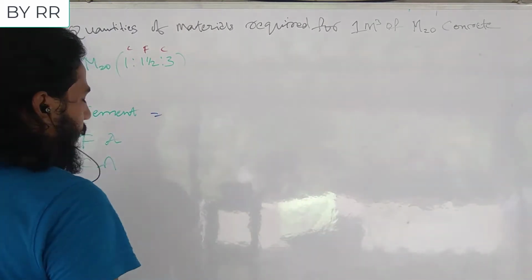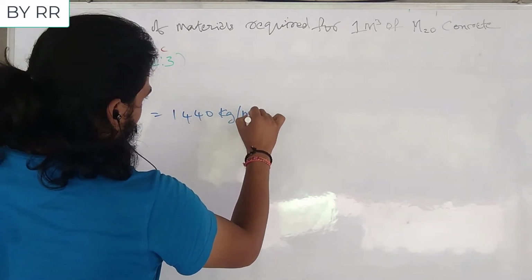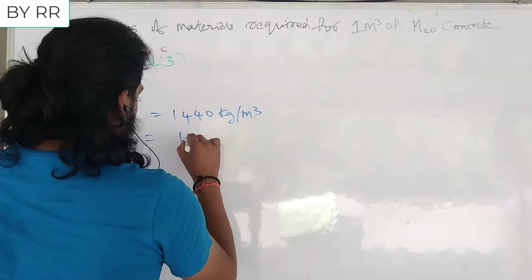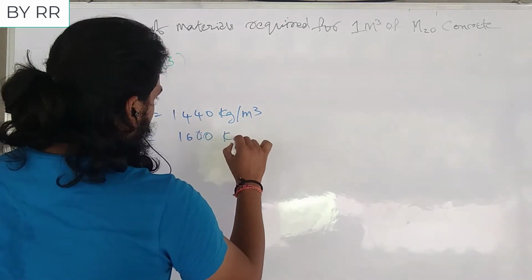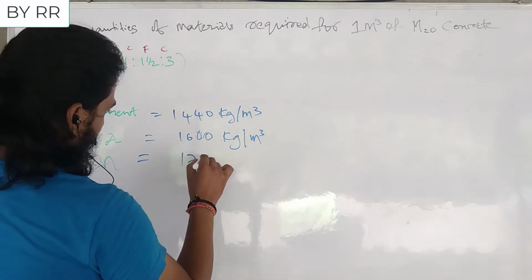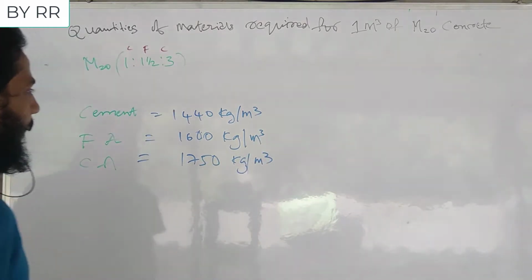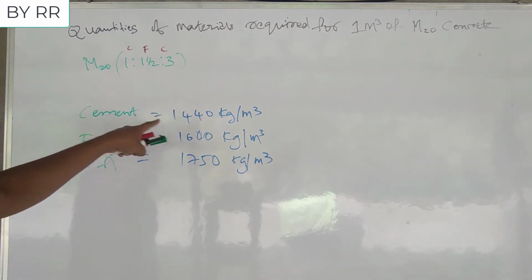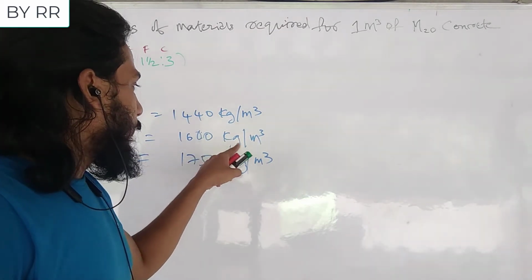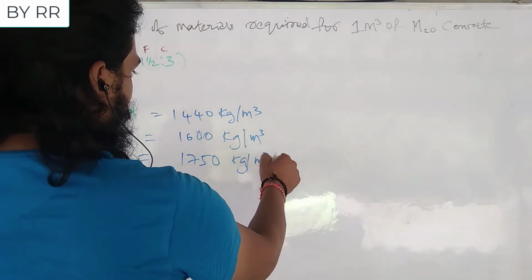The cement dry density is 1440 kg per cubic meter. Coming to the fine aggregate, its dry density is 1600 kg per cubic meter. Coming to the coarse aggregate, its dry density is 1750 kg per cubic meter. So the dry densities are: cement 1440 kg per cubic meter, fine aggregate, that means sand, 1600 kg per cubic meter, and coarse aggregate 1750 kg per cubic meter.